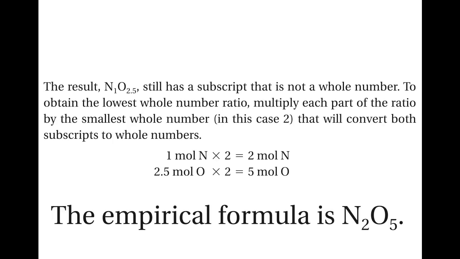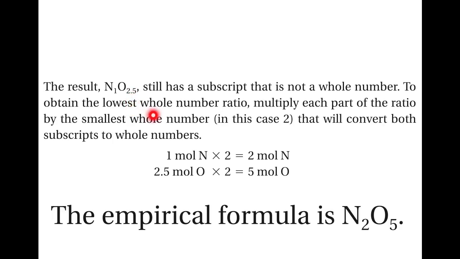So that's what I'm going to do. Whatever I do for one, I have to do to both. Since I multiplied 2.5 by 2, I need to multiply 1 mole of nitrogen by 2 also. So that means that I have 2 moles of nitrogen and 5 moles of oxygen. Good? Because again, we can't have that non-whole number down here. They all have to be a whole number.